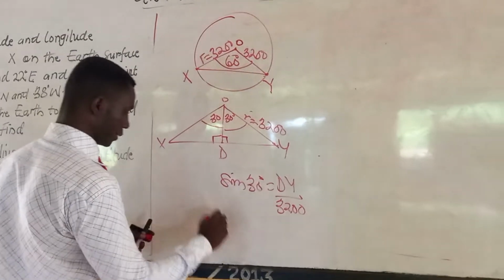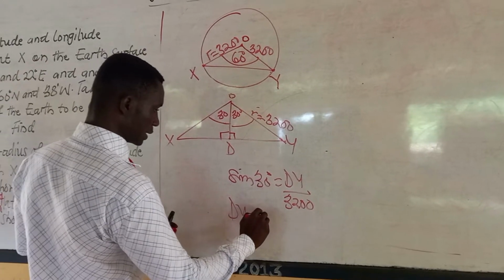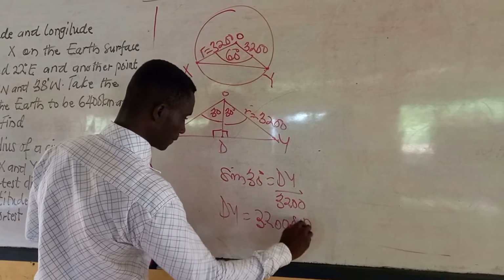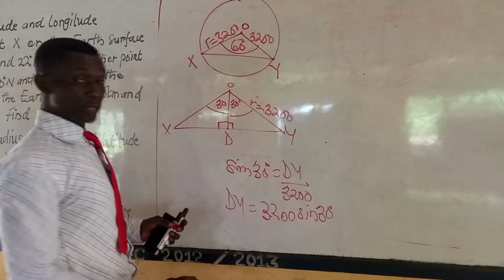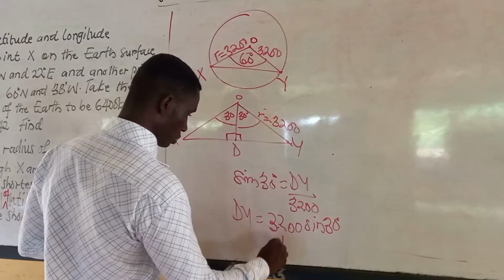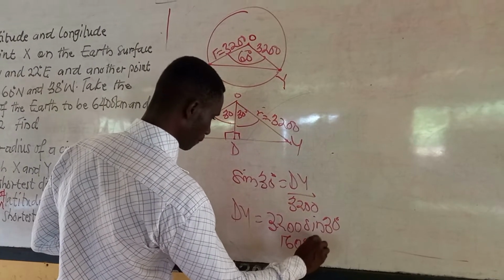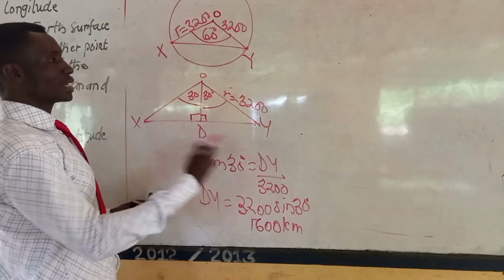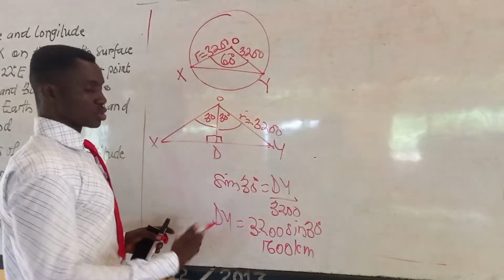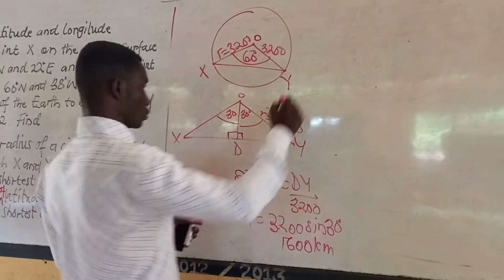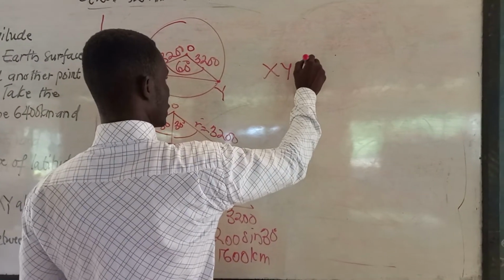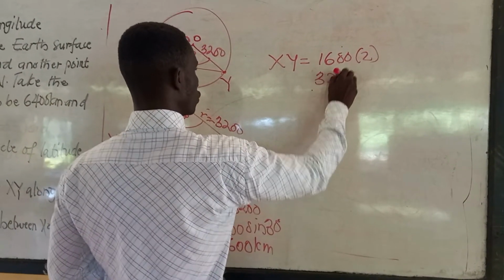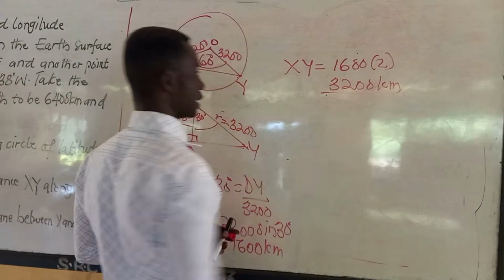Now DY will be equal to 3,200 sine 30 degrees, and that will give you 1,600 kilometers for DY. And XD is also 1,600. So it means 1,600 plus 1,600, which will give us 3,200. So XY is equal to 1,600 times 2, which will give us 3,200 kilometers. And that ends the question.